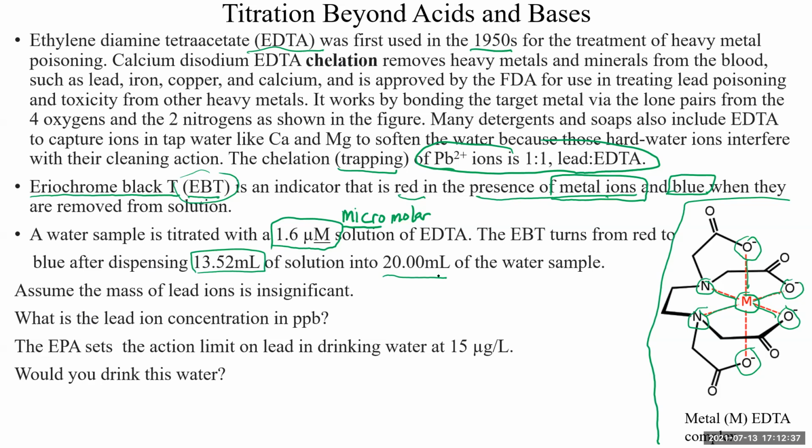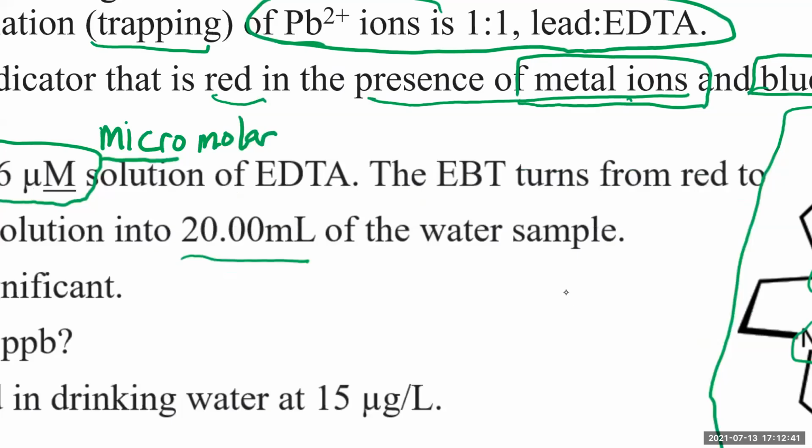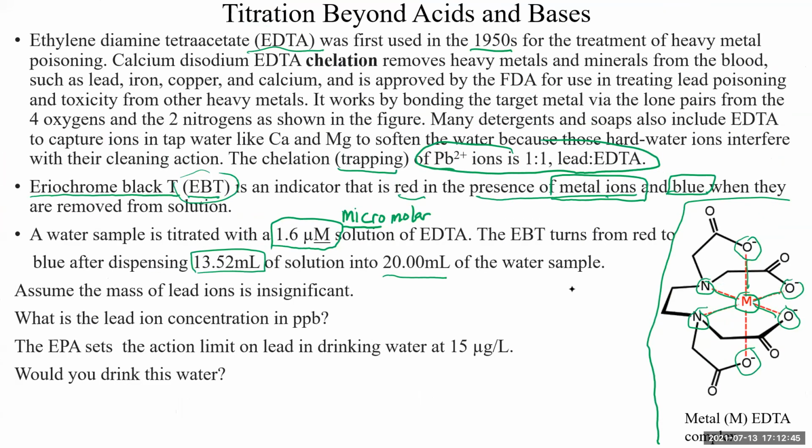In other words, at this point, the moles of EDTA equal the moles of lead. That's what I'm getting at. When we say EBT turns from red to blue, what we're saying is at exactly that point, moles of EDTA equal moles of lead 2 plus ion.